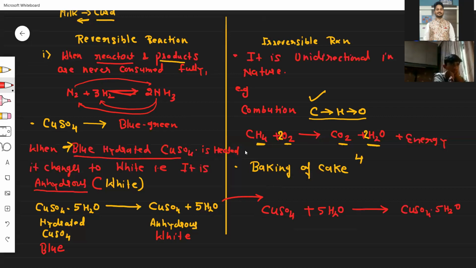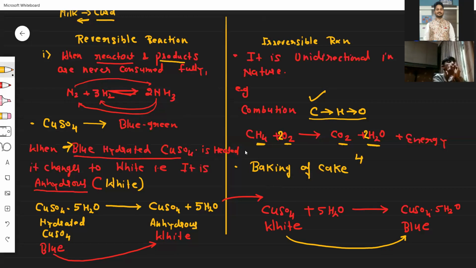So what I mean to say is that I can convert the white compound again into the blue color compound. Initially I did the conversion of blue color into white color. Now I'm doing the conversion of white into blue. So I'm able to do the conversion forward as well as backward. That kind of reaction is called a reversible reaction. I hope you got the concept of what a reversible reaction and an irreversible reaction are. Is it clear?